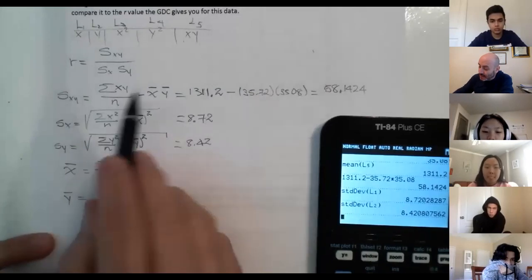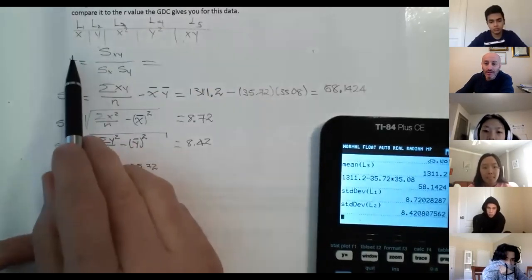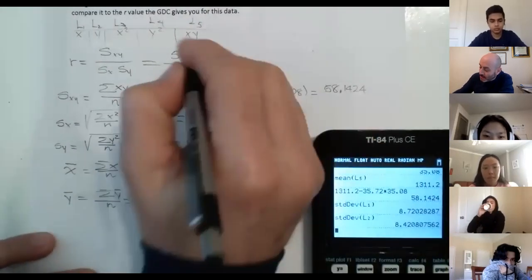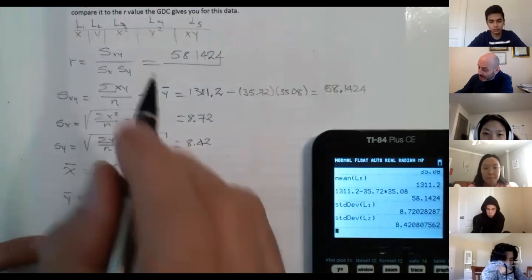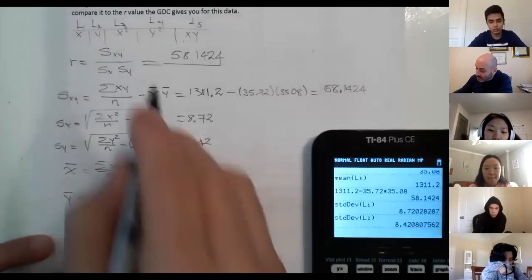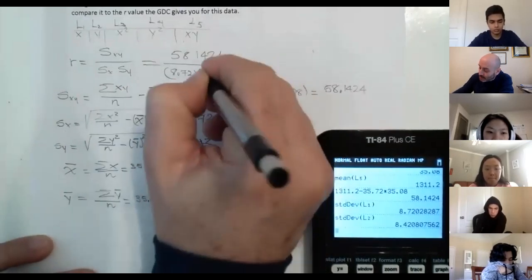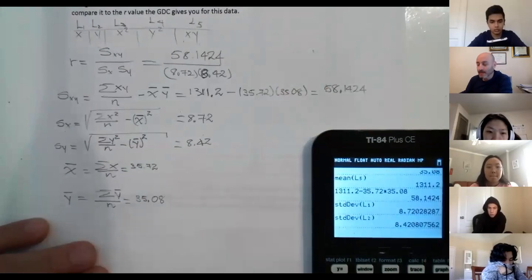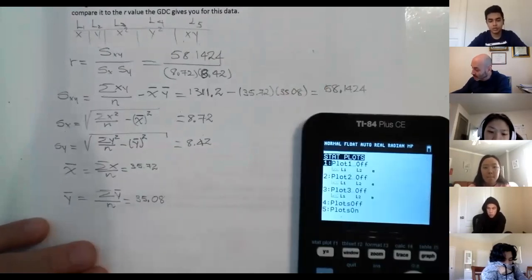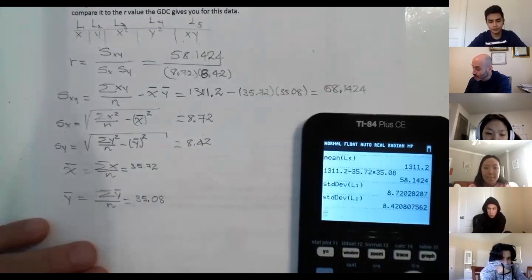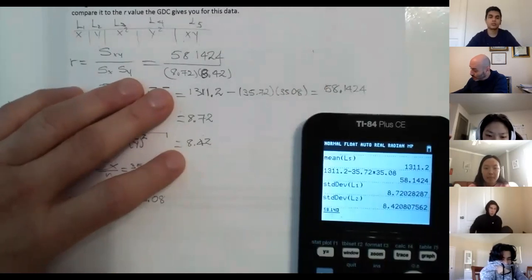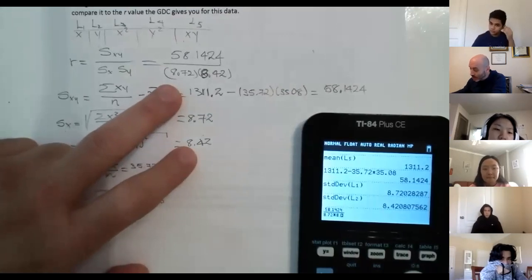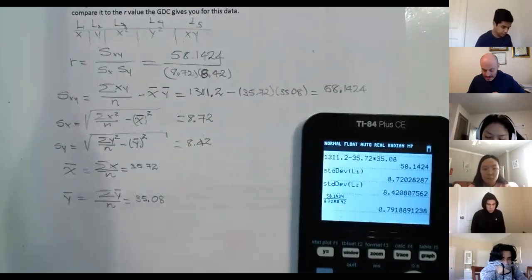So once I have this, now my correlation coefficient is going to be given by this value, 58.1424, divided by the product of these two values, 8.72 times 8.42. Okay, so let's do that. Sorry. Let's do that. So that's going to be 58.1424 divided by this product, 8.72 times 8.42. And that's what I'm getting.